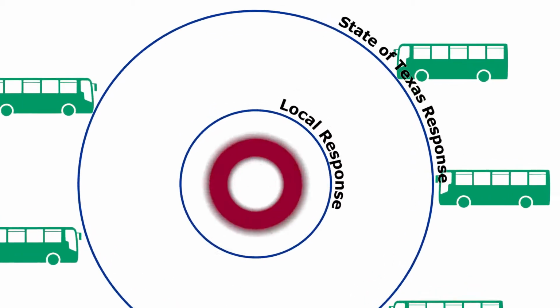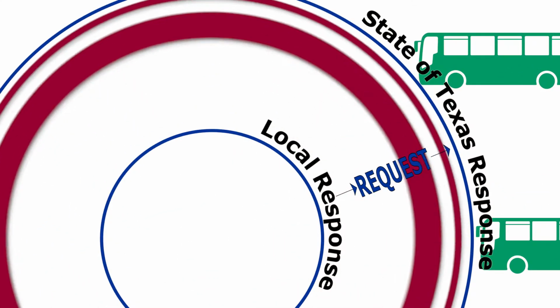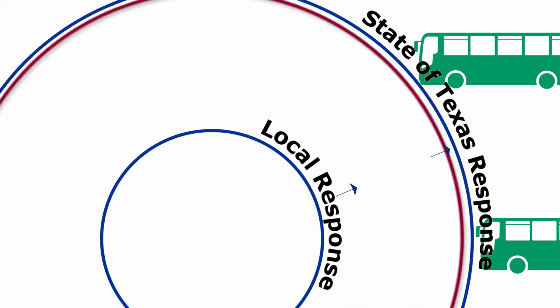So how does a local jurisdiction get stuff when they need stuff? Local jurisdictions must request resources from the state. That process is called a State of Texas Assistance Request. We call it a S.T.A.R. What does that request process look like, and how does it work?